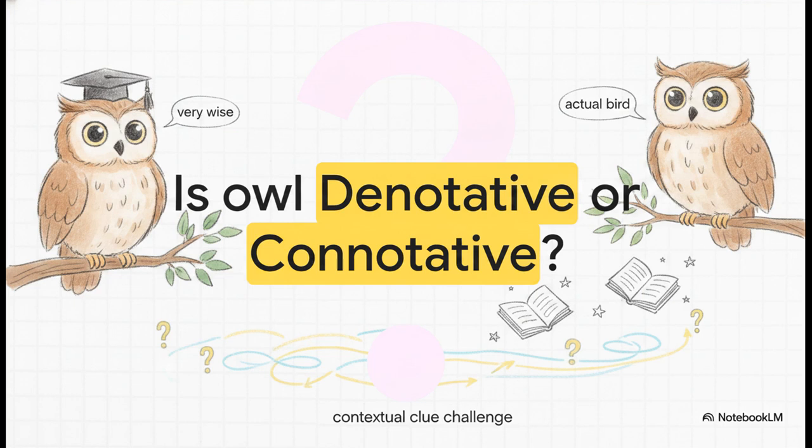Okay, let's do a final contextual challenge to see if you can spot the disguise. If I say, the owl sat quietly on the tree, that's denotative. It's an actual bird doing bird things. But what if I give you this sentence? Our principal is an owl because she is very wise. Is the word owl being used for its denotative or connotative meaning here?